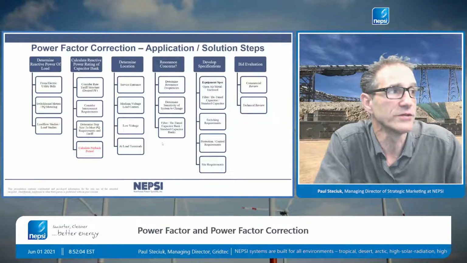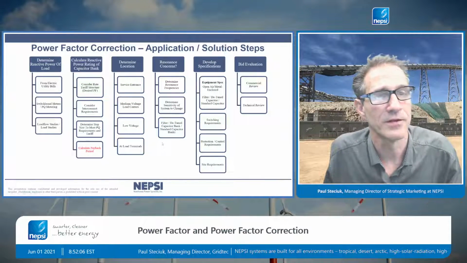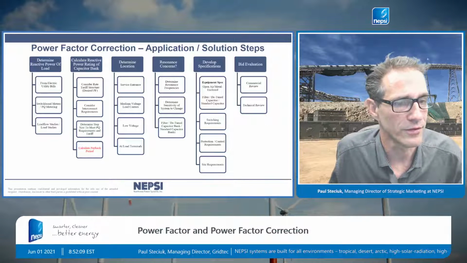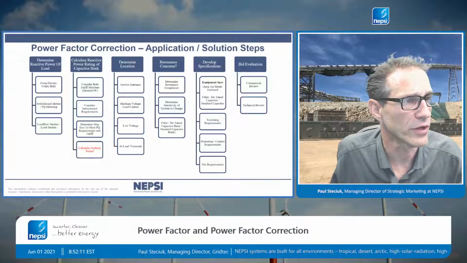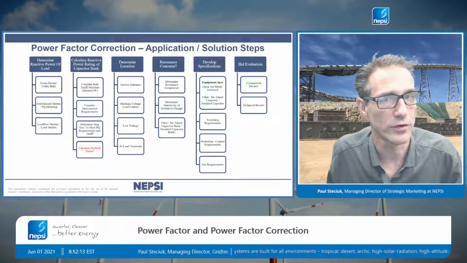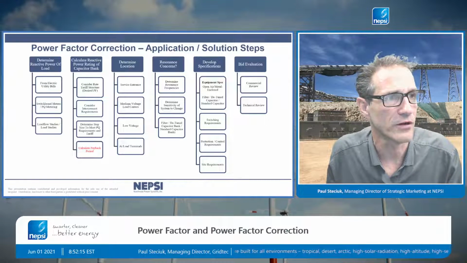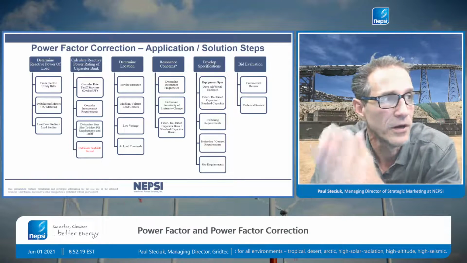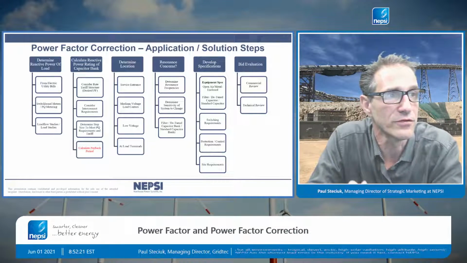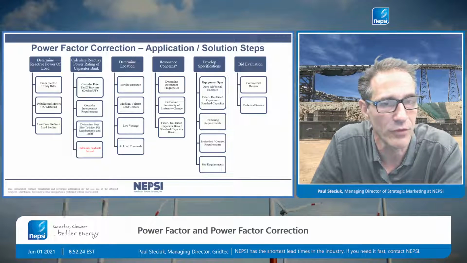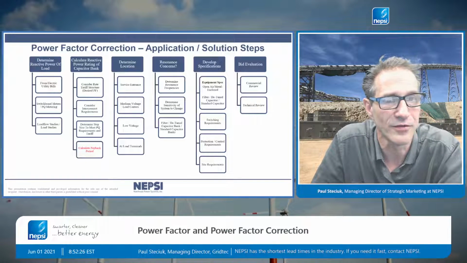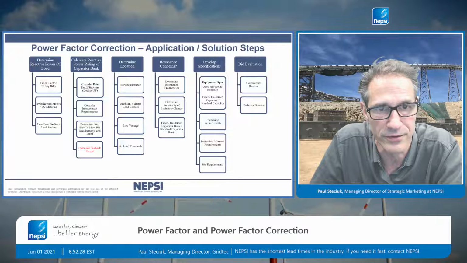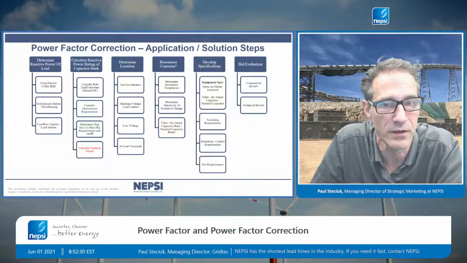Power factor correction, application, solution steps. We won't get into it too much because we're running out of time, but I wanted to get into what the side effects of correcting power factor are before we finish up today. Typically, for power factor correction applications, the first thing is to determine the reactive power of the load. If it's an existing customer, look at their electric utility bill. It's the best place, especially if they're being penalized.